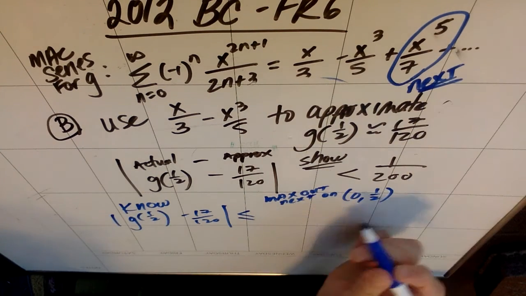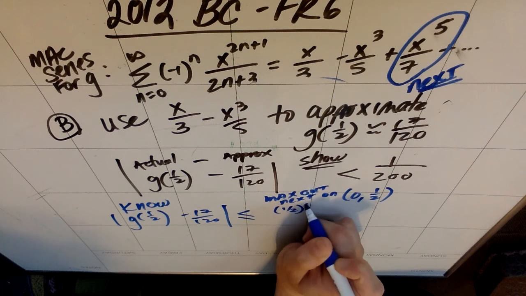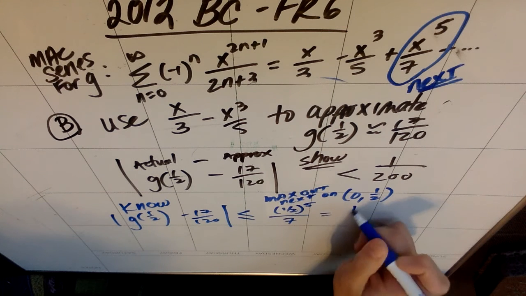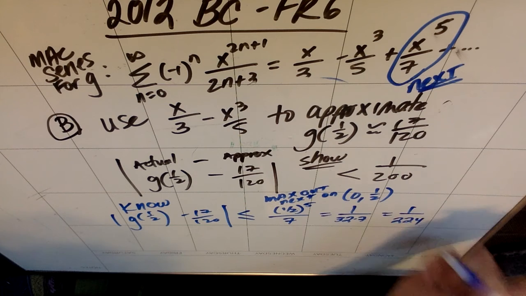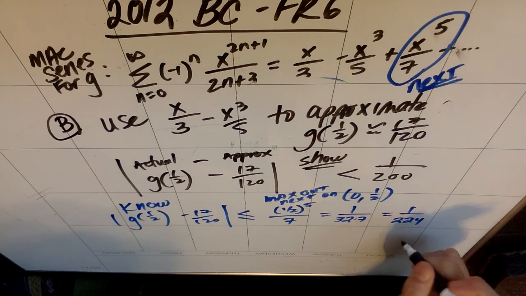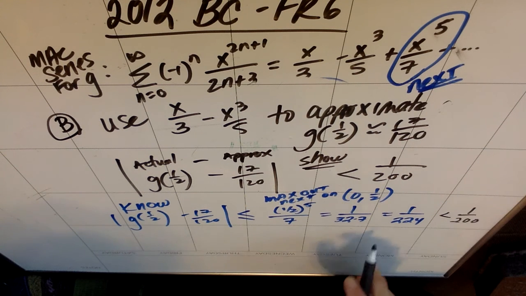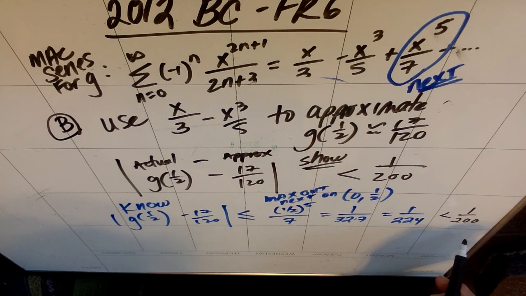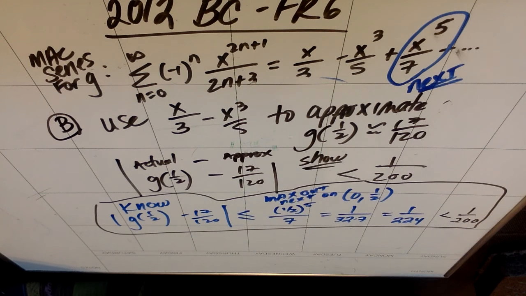The bottom's a 7. So the max value of x to the 5th on this window is the largest possible x I can plug in, which is going to be (1/2) to the 5th over 7. If I clean that up, that's 1 over 32 times 7, which is 1 over 224. Because this value has 224 on the bottom, it must be smaller than 1 over 200, because a bigger denominator means a smaller fraction. So sure enough, that shows me that my value is less than 1 over 200.